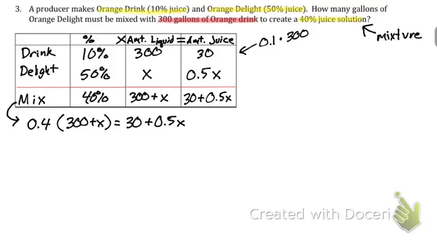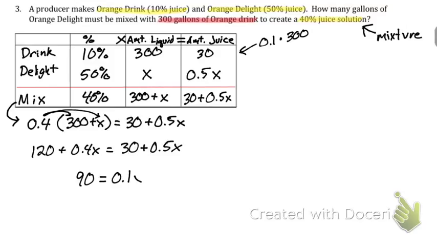So you can either follow along with me or just go off on your own merry way. All right, we have 0.4 times 300, which equals 120. We have 0.4 times X, which would be 0.4X. That's going to equal 30 plus 0.5X. Well, let's subtract 0.4X from both sides and then subtract 30 from both sides, which would give us 90 equals 0.1X. We are going to divide both sides by 0.1, which is actually going to turn into X equals 900.